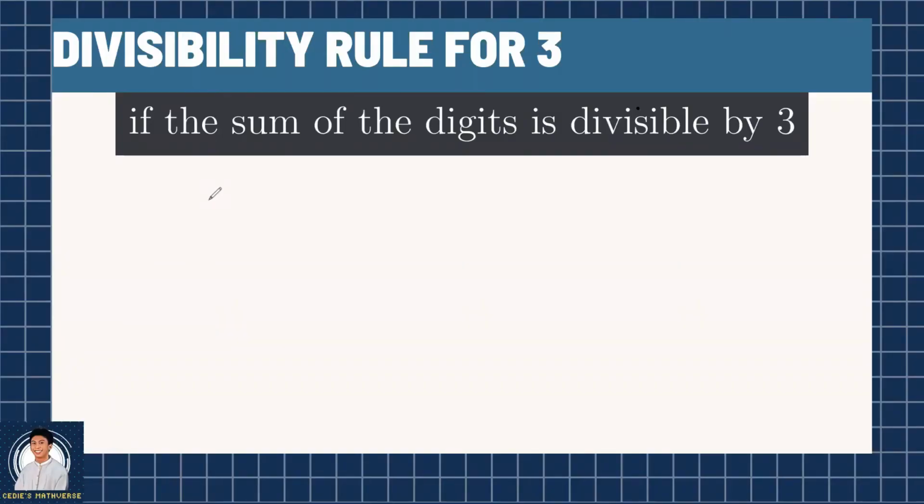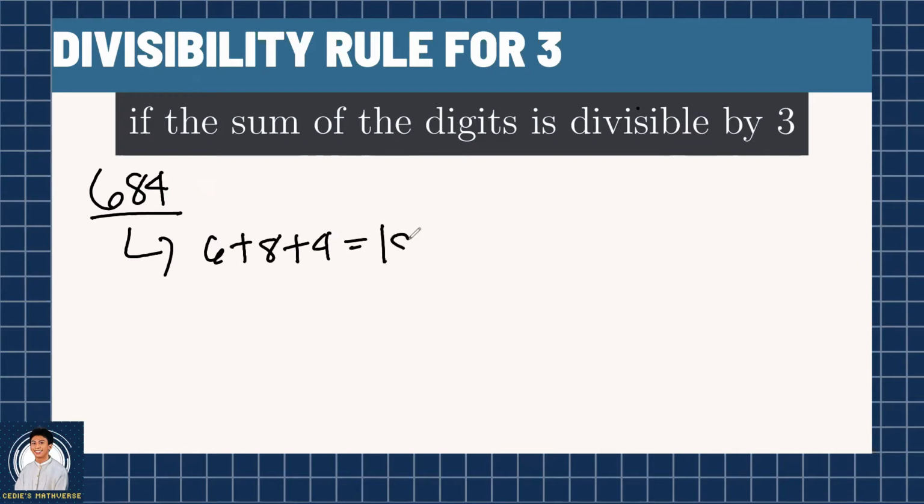Now, in this rule set, we will consider the digital sum of the digits. The first rule is for the number 3. If the sum of the digits is divisible by 3, then the number itself is divisible by 3. An example is 684. Its digital sum is 6 plus 8 plus 4 equals 18. The digital sum of 18 is 1 plus 8 equals 9, which we know is divisible by 3. Hence, 684 is divisible by 3.